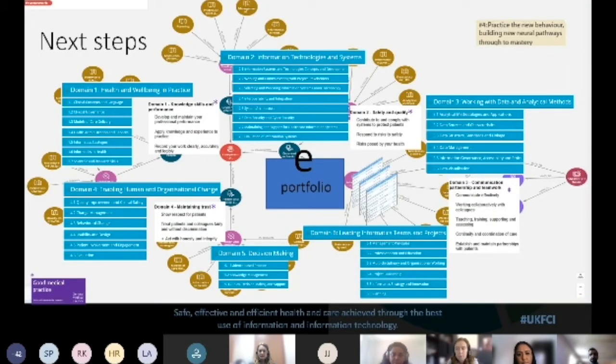Along with all of that, I'm quite keen to create an e-portfolio for myself, linking my learning courses and reflective practice to the 6 domains that are laid out in the faculty's competency framework, and also linking that into the 4 domains of good medical practice, which will help me with my annual appraisal and with my continuing learning cycle.